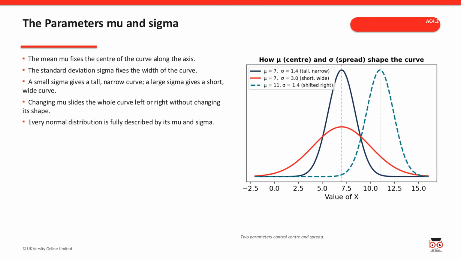The whole thing is pinned down by just two numbers, the mean and the standard deviation. Those two numbers have names. The mean, mu, fixes where the center of the curve sits along the axis. The standard deviation, sigma, fixes how wide it is. A small sigma gives a tall, narrow curve, a large sigma, a short, wide one. Changing mu just slides the whole curve left or right without altering its shape. So every normal distribution is completely described once you know its mu and its sigma.